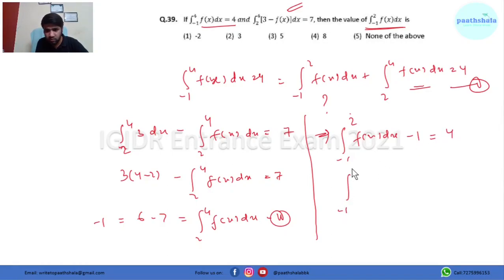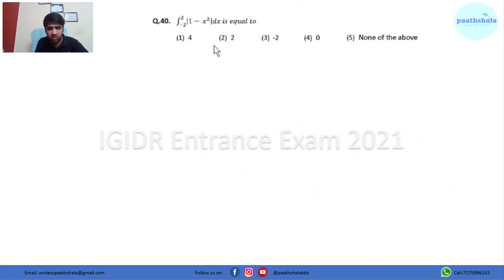So this is the integral from minus 1 to 2 of f(x) dx, which, when you shift minus 1 to the right, comes out to be 5. So option 3 is the right option. Now let's move to the last question.